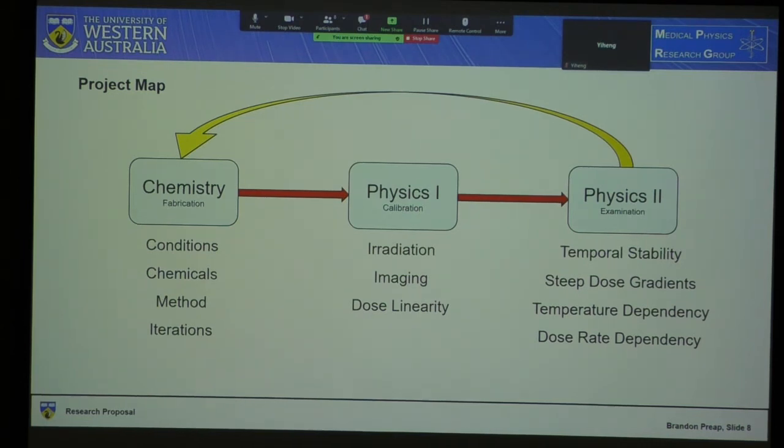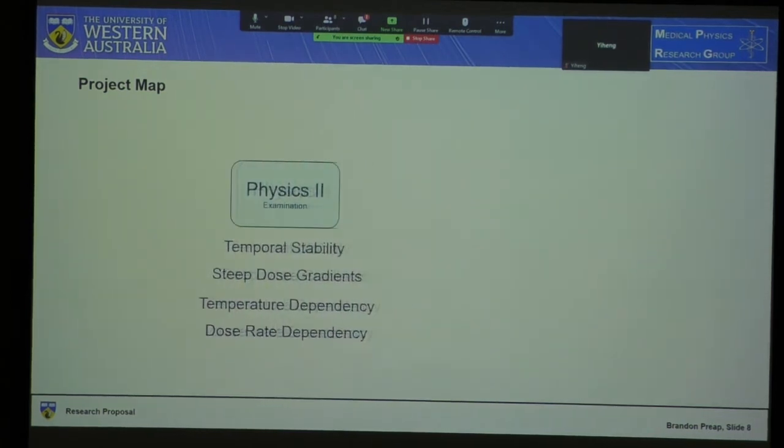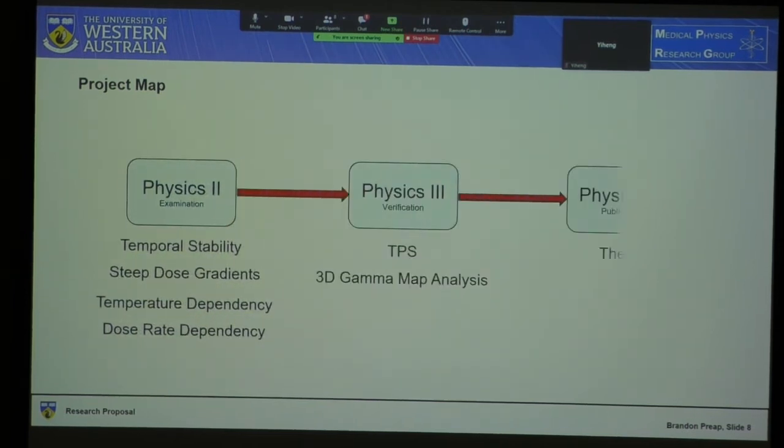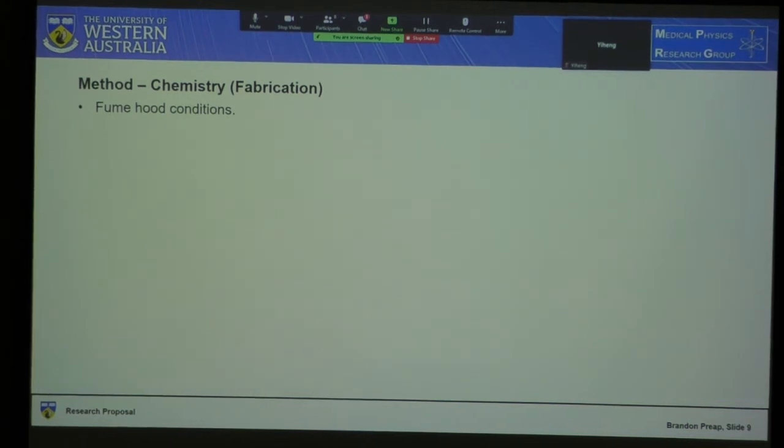The fabrication deals with all the chemicals making the gel. The calibration is just irradiating the gel, calibrating it, and making sure we have dose linearity. The third bit is the testing. We ensure that it is temporally stable, it's fine with steep dose gradients, and there's little temperature dependency and dose rate dependency. After the examination, we'll be trialing it against a TPS system and then testing the congruency using a 3D gamma map. And after that, we write the thesis. Or I will, not you.